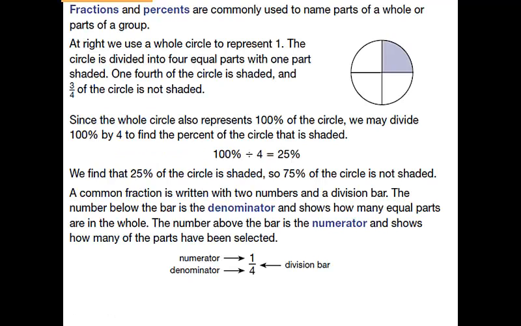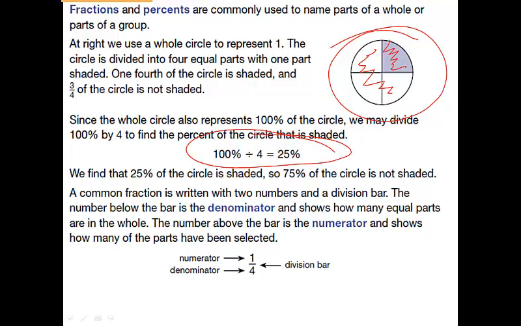Fractions and percents are commonly used to name parts of a whole or parts of a group. This picture over here, the circle itself represents 1, and then it's been divided into 4 parts. And of those 4 parts, 1 part has been shaded. The other 3 parts have not. Well, if we take that whole part and we divide it by 4, we know that 1 part equals 25%. So if we subtract 25 from 100, we know that this unshaded portion here is equal to 75%.